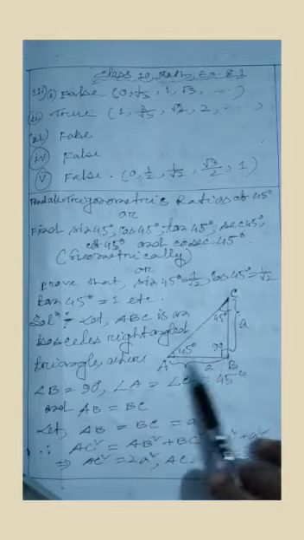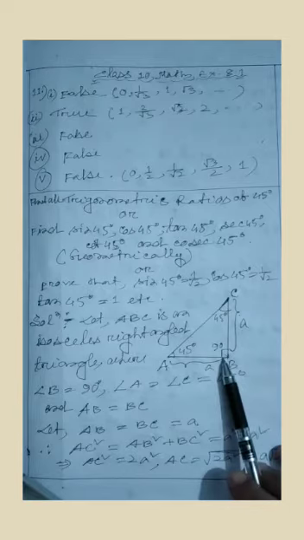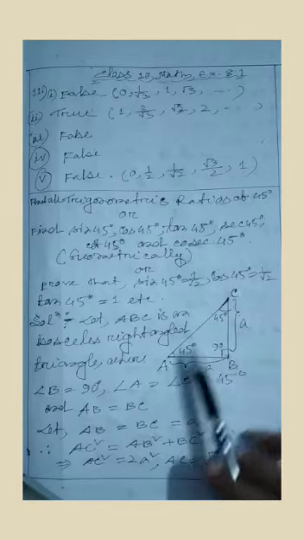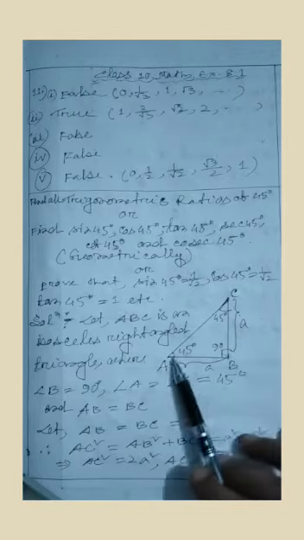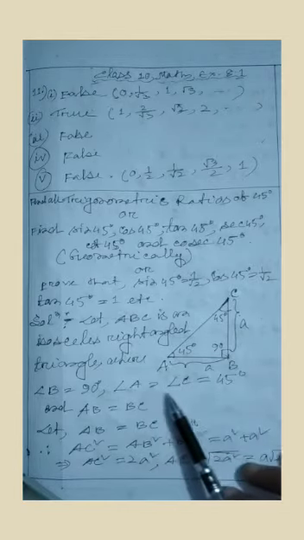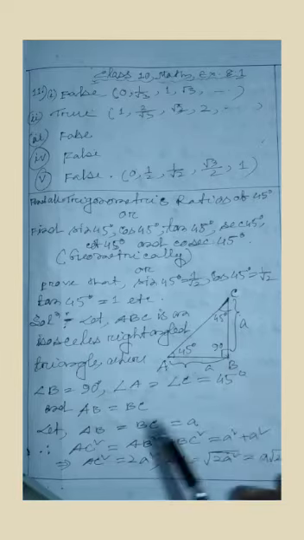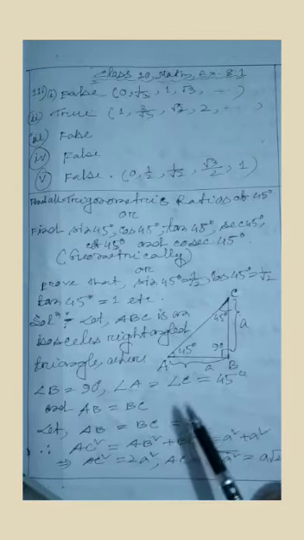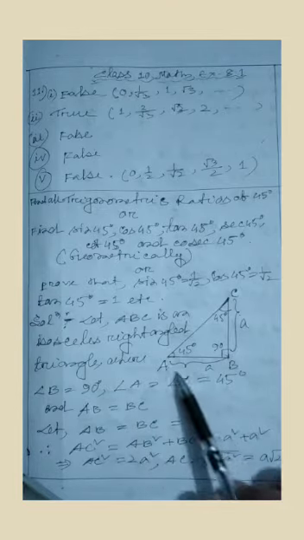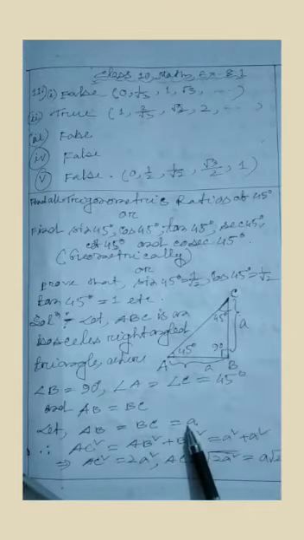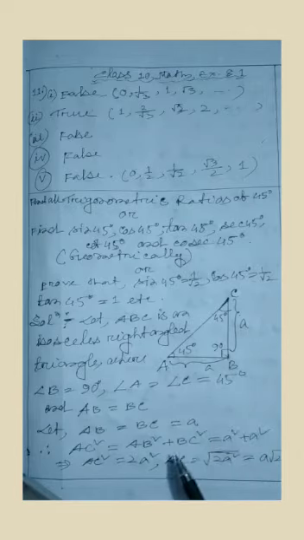ABC is an isosceles right angle triangle where angle A equals angle C equals 45 degrees, and AB equals BC. Now let AB equal BC equal a. Suppose this equals a, both are equal.